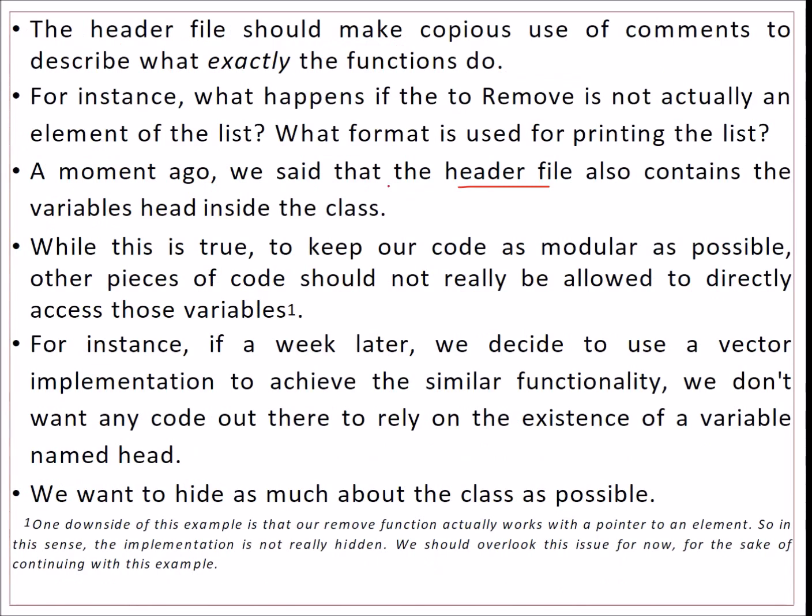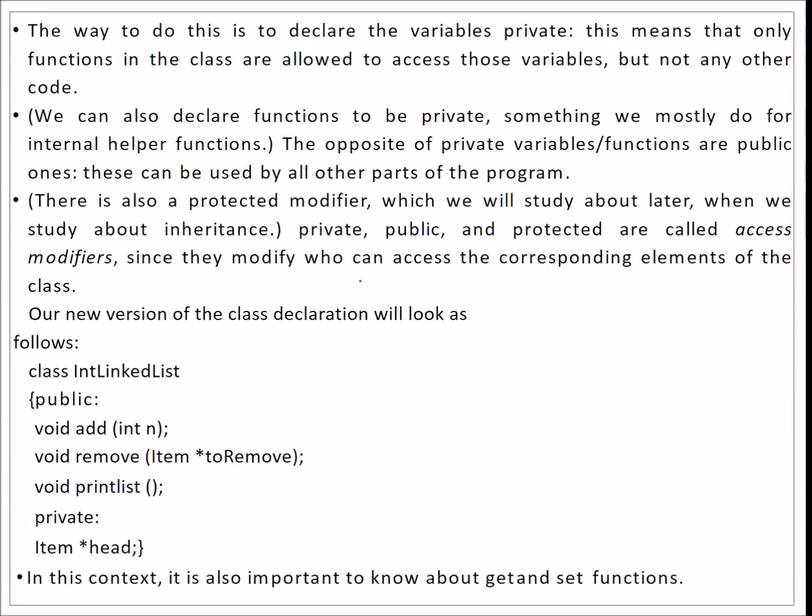This is the header. While this is true, to keep our code as modular as possible, as functional as possible, other pieces of code should not really be allowed to directly access these variables. For example, if a week later you decide to use a vector implementation to achieve similar functionality, you don't want any code out there to rely on the existence of the variable named head, right? The outside code should not have to change, but inside it should be made such that you don't have to go to the code and change it.